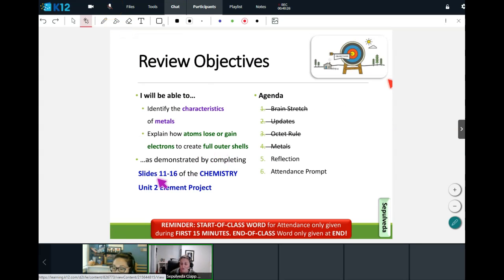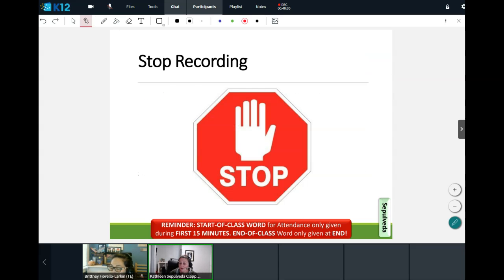And looking at that octet rule, we did this all through slides 11 through 16. So let's go ahead and stop right here. Let's stop our recording.